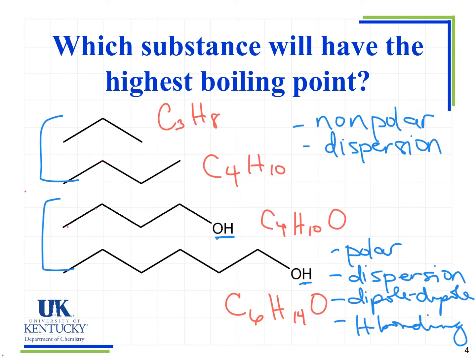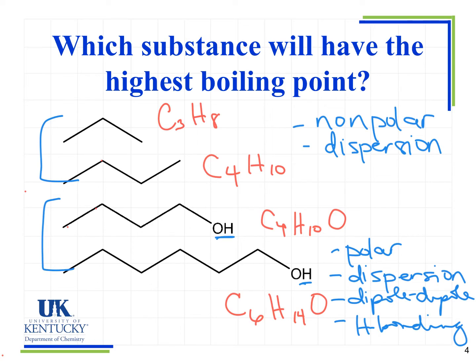When I look at the latter two, I see they both have an OH group, so the strengths of their hydrogen bonding and dipole-dipole forces will be comparable to one another. But what I can also see is that one of the molecules is bigger. Again, we have 6 carbons versus 4 carbons, so we are going to have more dispersion forces, and so that will make the bottom one have the highest boiling point because it has the strongest total intermolecular forces.